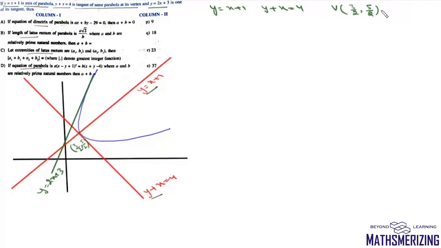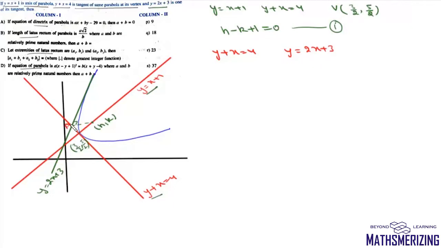Now next we'll find the focus of this parabola. Suppose the focus is (h, k). This focus lies on the axis, so we can write h minus k plus 1 equals 0. That's my equation number 1. We also know that the foot of the perpendicular from the focus to any tangent lies on the tangent at the vertex. So we'll first find this point of intersection, through the tangent at vertex, y plus x equals 4, and this tangent, y equals 2x plus 3. We'll replace y with 4 minus x and we'll get x as 1 by 3.